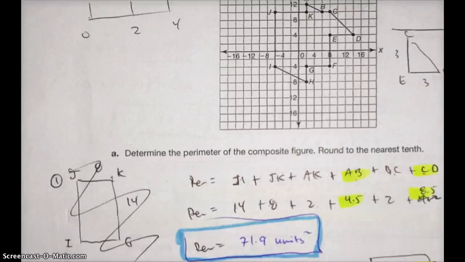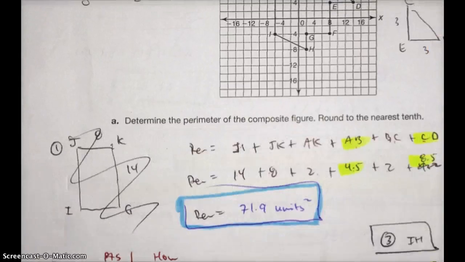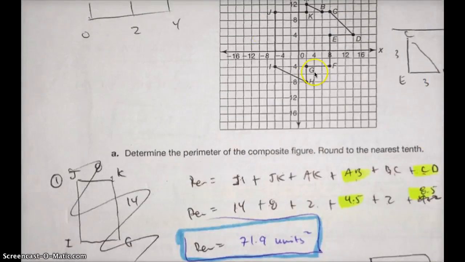The first thing it asks us to do is find the perimeter of the composite figure, round to the nearest tenth. Okay? To calculate that, all I did there was just go around, and you can just count all of the horizontals and verticals. So I count each box, 2, 4, 6, 8, 10, 12, 14. So JI is 14. I'm going around clockwise.